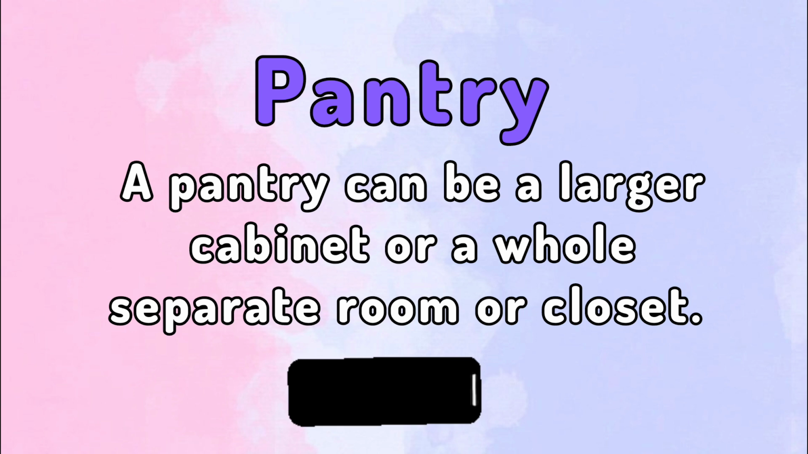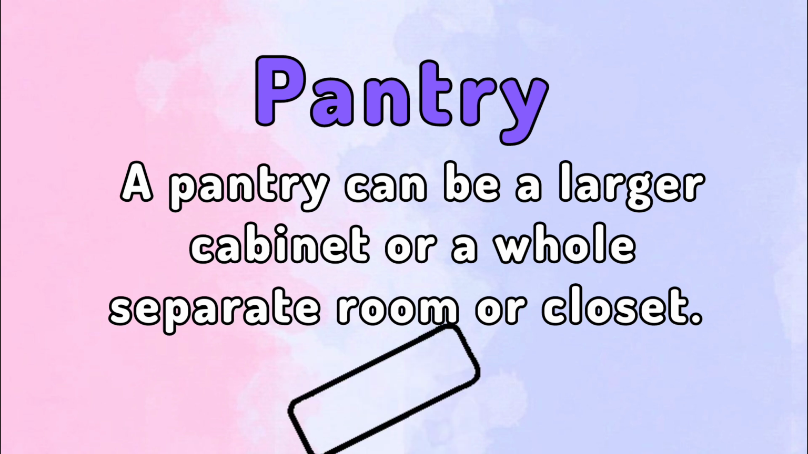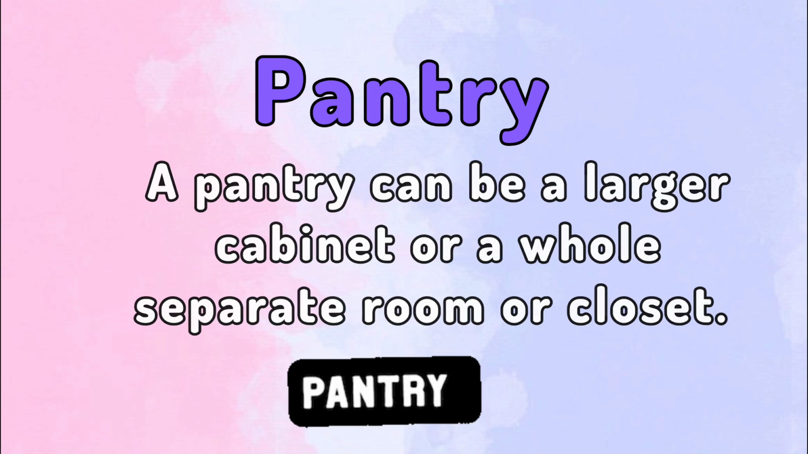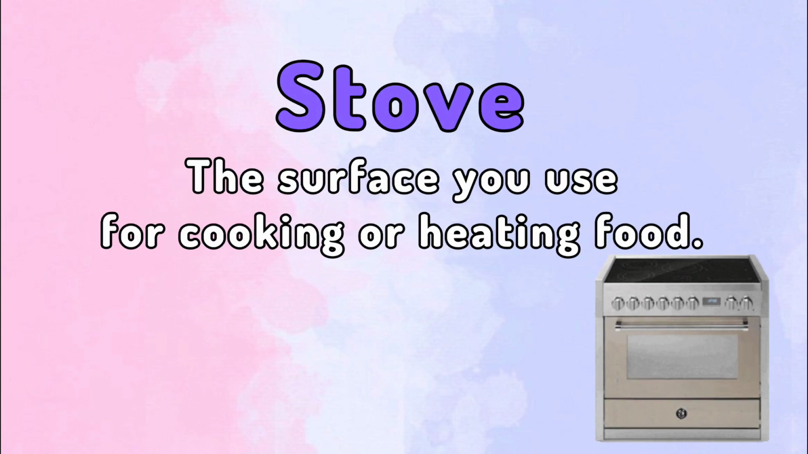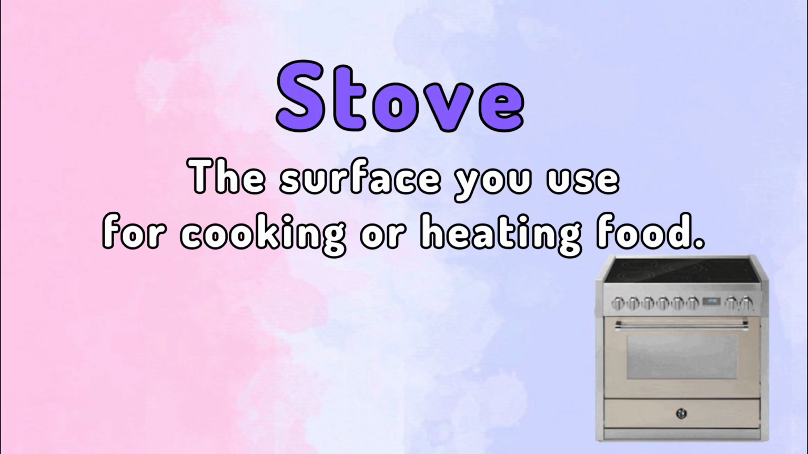Pantry, a pantry can be a larger cabinet or a whole separate room or closet. Refrigerator, food that needs to be kept cold and stored in the refrigerator. Most refrigerators have an attached freezer for keeping food frozen. Stove, the surface you use for cooking or heating food.